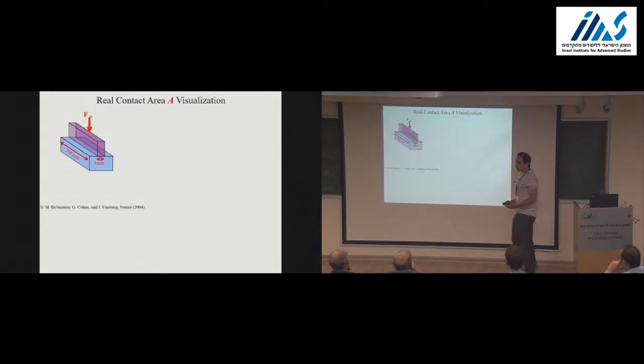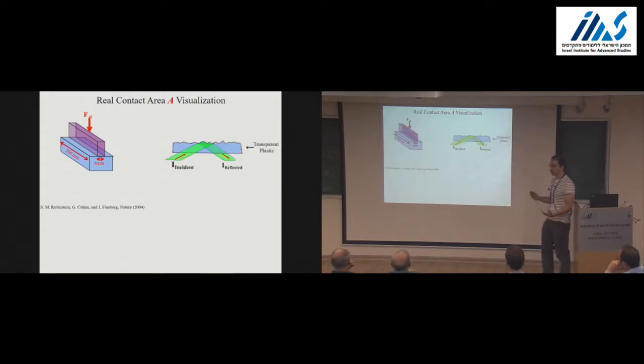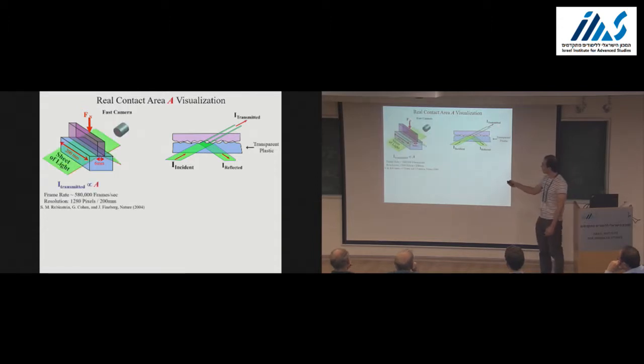At the lab, we are able to directly visualize the real area of contact. This is done by a method of total internal reflection. The plates, the blocks, are transparent. The incident light above the critical angle is reflected, and where the top block is pressed at the contacts, the light is transmitted. We collect this light using fast cameras, at more than 500,000 frames per second. The measured intensity is just proportional to the real area of contact. This method goes back to Shmuel's PhD with Jay.